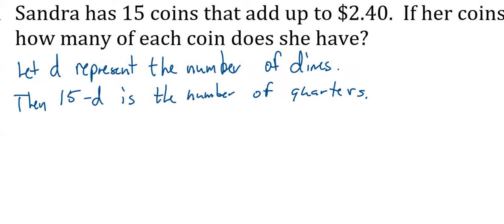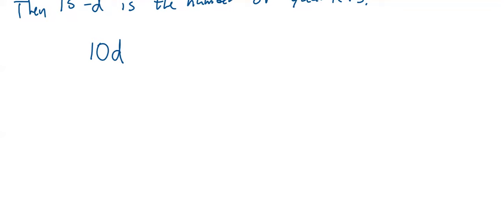Yeah. So we said before you have 4 dimes. How much is that worth? How'd you get that? Multiplication. What if you had 8 dimes? 80 cents because 8 times 10. What if you have D dimes? 10D. So 10D is the value of the dimes.